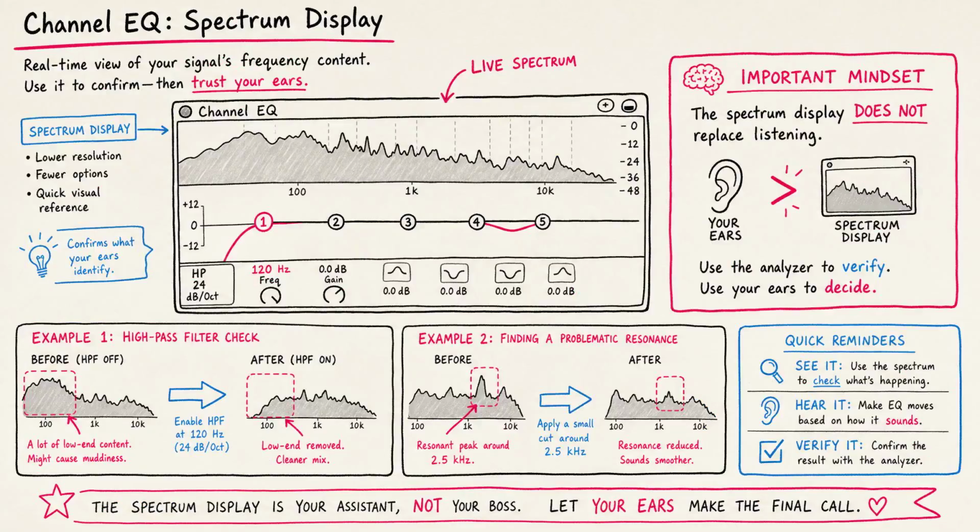Channel EQ includes a real-time spectrum analyzer showing the frequency content of your signal. It's less detailed than EQ8's analyzer, with lower resolution and fewer display options, but sufficient for quick visual reference. Important mindset: the spectrum display confirms what your ears identify. It doesn't replace listening. Use it to verify that your high-pass filter is actually removing the low-end content you intended to cut, or to see where a problematic resonance might be centered. But make your actual EQ decisions based on how the track sounds, not how the analyzer looks.